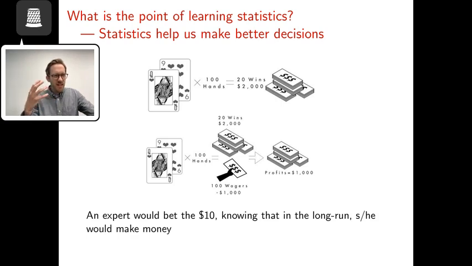So anyone who thinks in statistical language, thinks about these probabilities, would bet, even though it was a probability of 0.24, knowing the odds, the return on the pot odds. An expert would go ahead and bet that $10, knowing that in the long run, if they were to continue making those rational, consistent decisions, you're going to make $1,000.